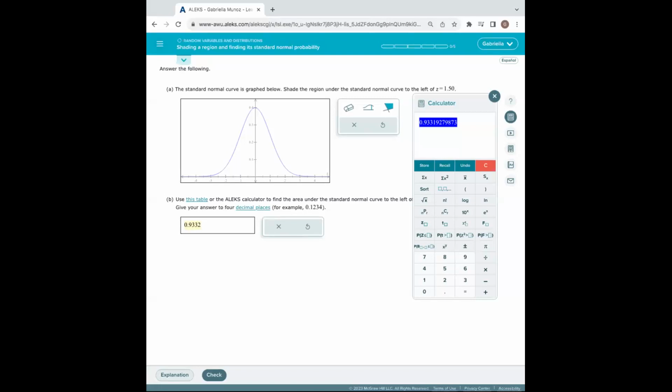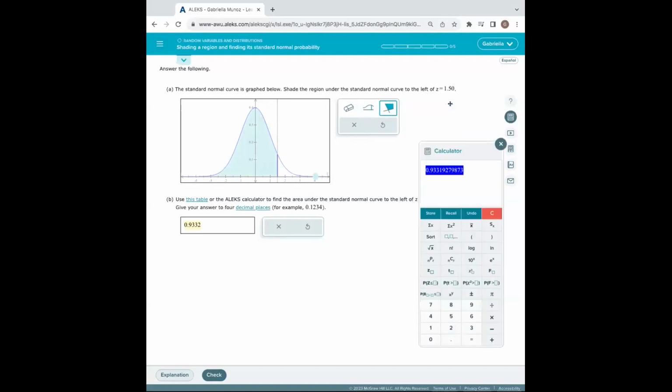You've got to grab that vertical line, that middle tool there. That one, the vertical segment, and you want to put it at 1.5. We want it to the right. Right there, see where it is in red? Perfect. Then grab the shade tool. When it says under, it means to the left, so shade left of that and click in there. There you go.